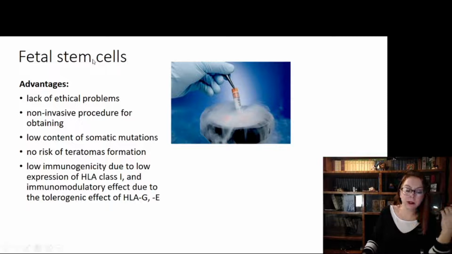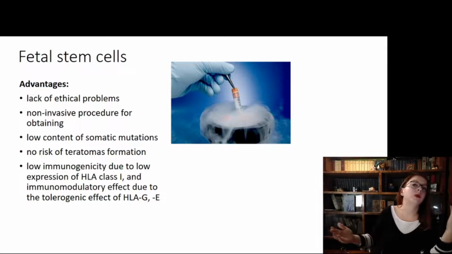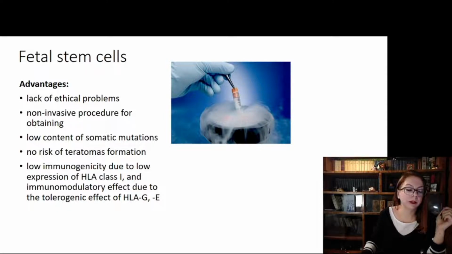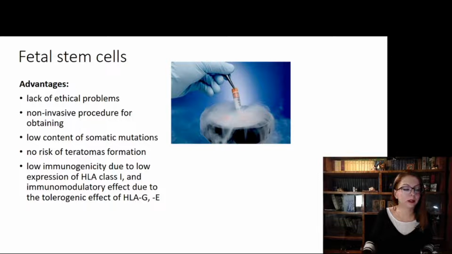But fetal stem cells are obtained at the moment of birth, so they are much more differentiated, and they do not form teratoma. So there is no risk of such tumor appearance. And this is the advantage of fetal stem cells if we compare them with the embryonic stem cells.